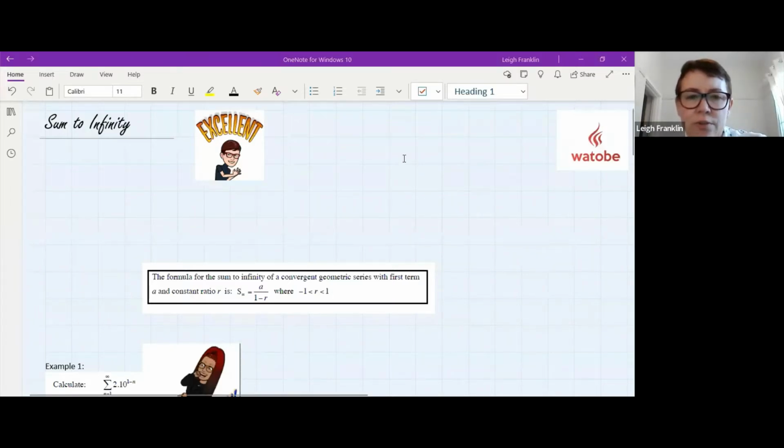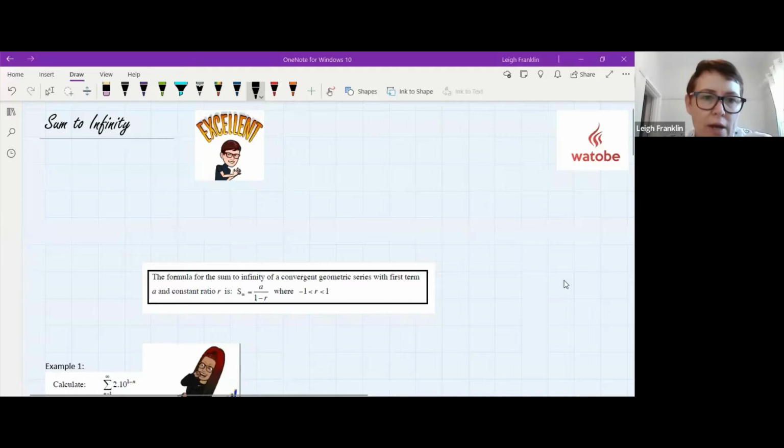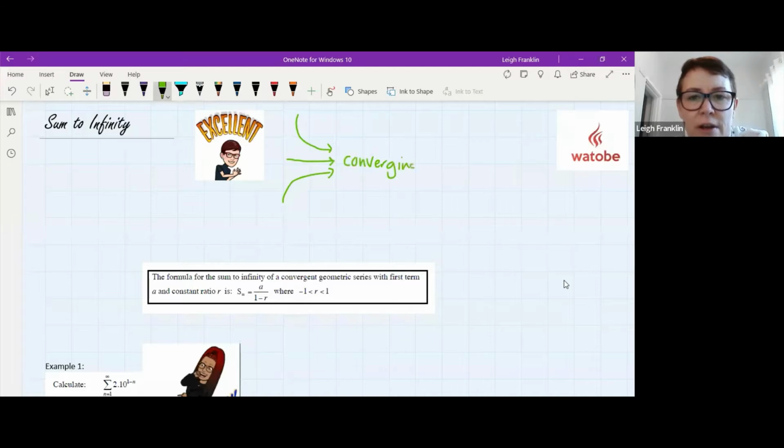Okay, and then we get two different types of sums to infinity. We only study one in matric. So I just want to explain the difference before we carry on between the words convergent and divergent. If something converges, it means that it all sort of comes to the same point. So it converges like so. But if something is diverging, then it's doing this. So it's going like that, or like that, or like that. That's diverging.